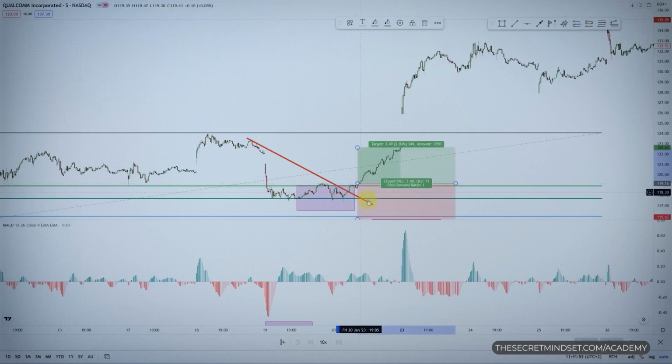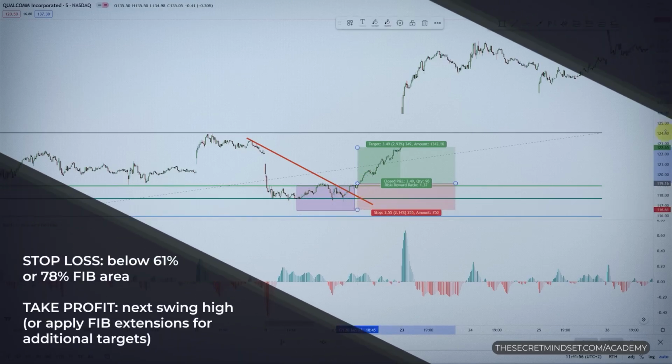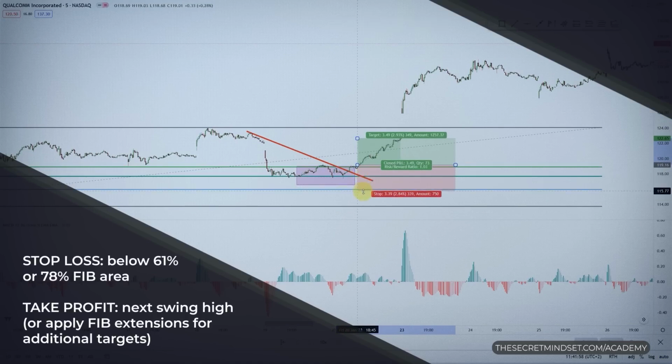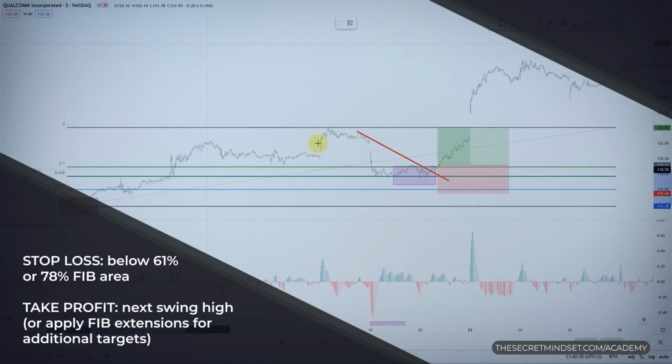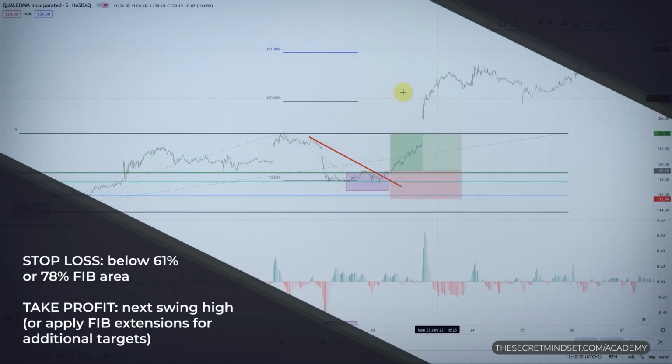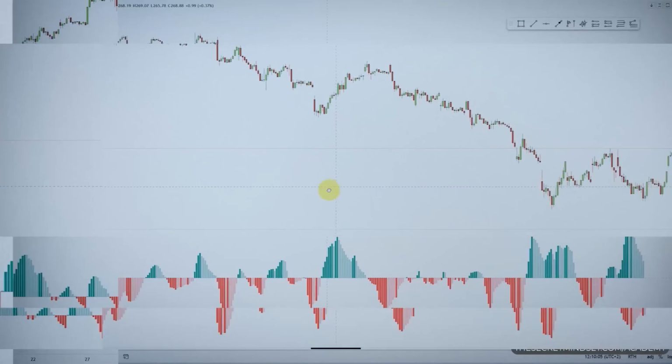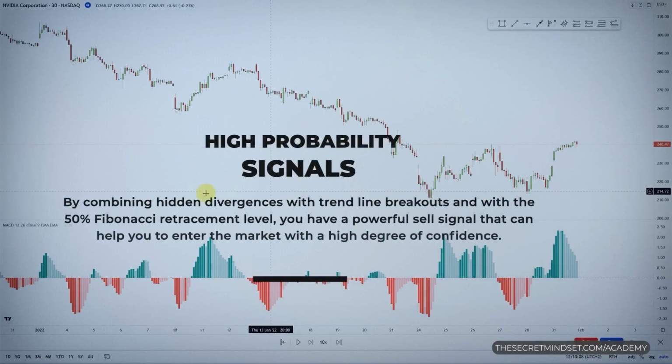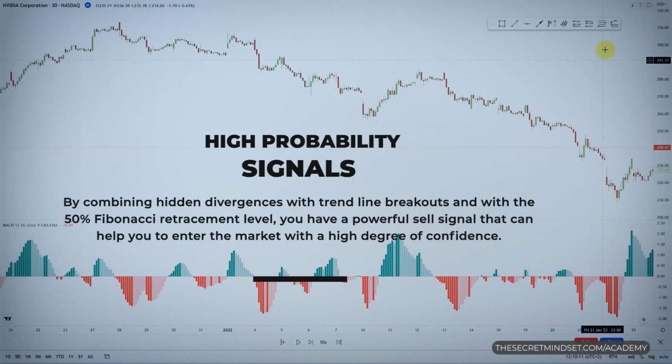And after you place the buy position, you can set your stop loss below the 61% or the 78% Fib area. Your take profit would be at the next Fibonacci retracement level. Again, if you apply Fib extensions, you can find additional profit targets. By combining hidden divergences with trendline breakouts and with the 50% Fib retracement level, you have a powerful buy signal that can help you to enter the market with a high degree of confidence.